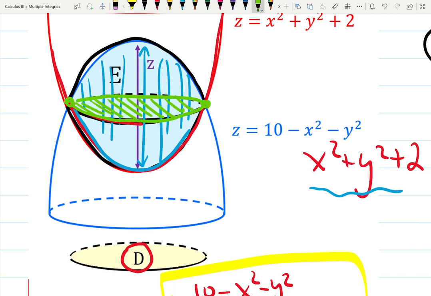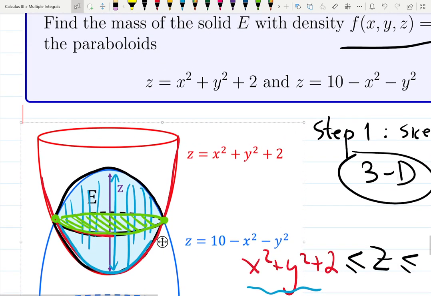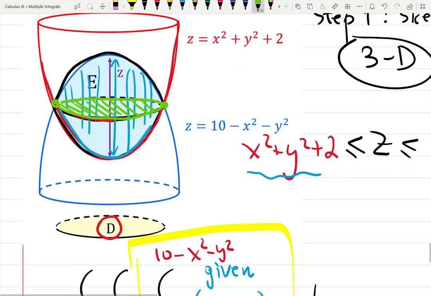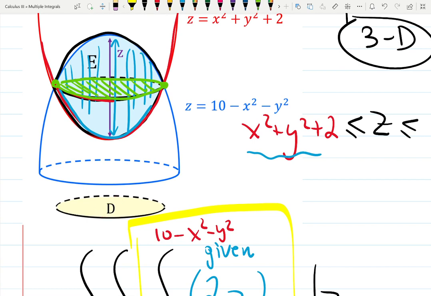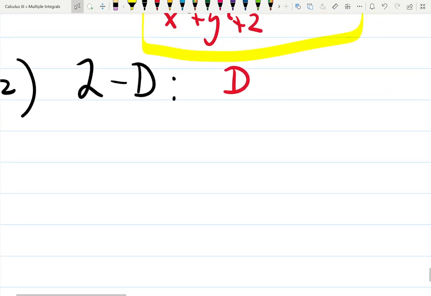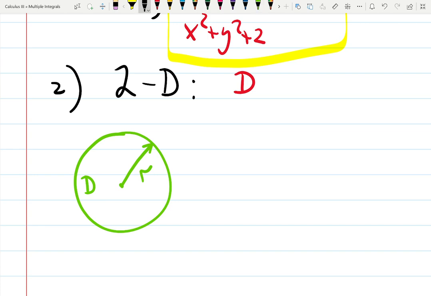We're going to find how big it is from the intersections of these two paraboloids. They do intersect each other at these points. That will give me how big or small this circle is, or the radius. So sketch the picture again. In 2D, it's a circle. That's called D, with the radius R, like so. To find how big it is, we're going to find the points of intersection of these two paraboloids.